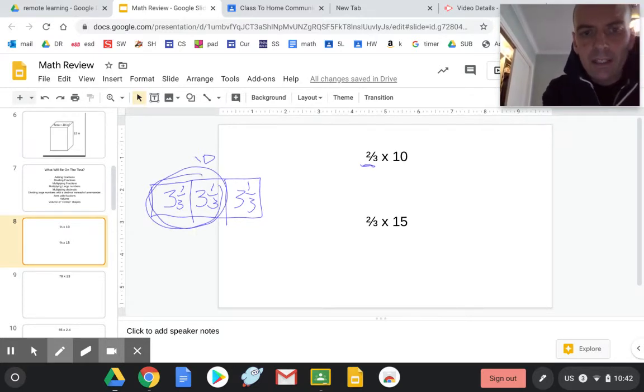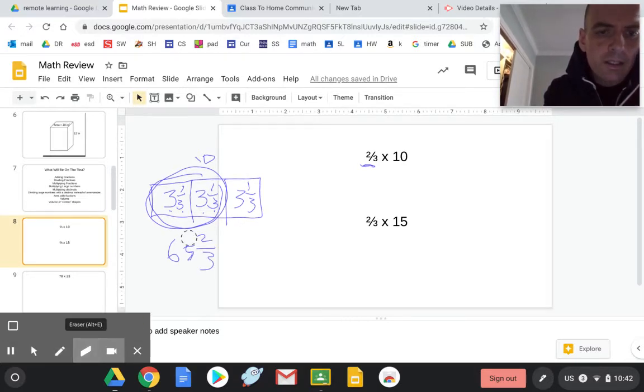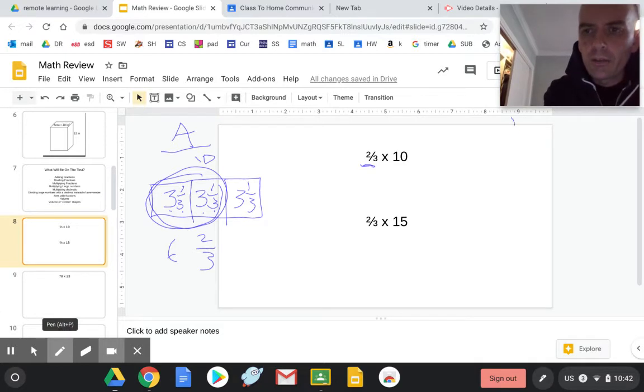So if I take two of them, I get 3 plus 3 is 6. 1/3 plus 1/3 is 2/3. So 6 and 2/3. Or, this is way A. You could do way B. You can multiply these puppies.